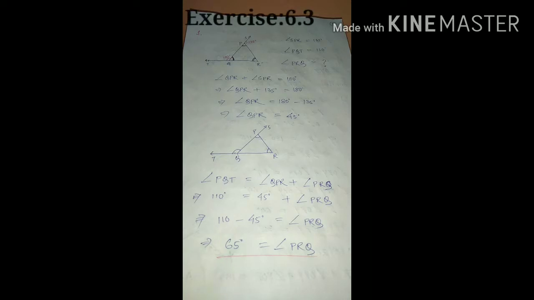In exercise 6.3, the first question is given here. As you see, the diagram is given to you. Here, SPR, that means this angle, is given as 135 degrees, and another angle, PQT, is given as 110 degrees. In question number 1, we have to find the angle PRQ. There are lots of ways to find this result.